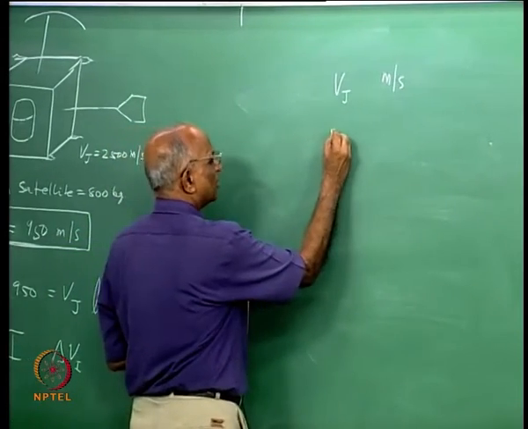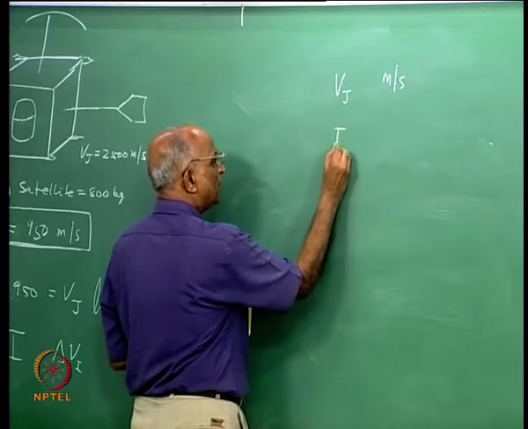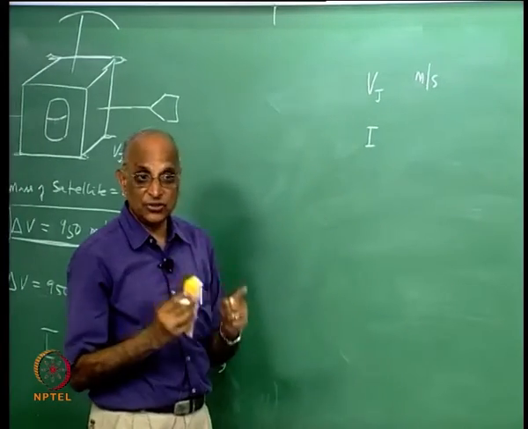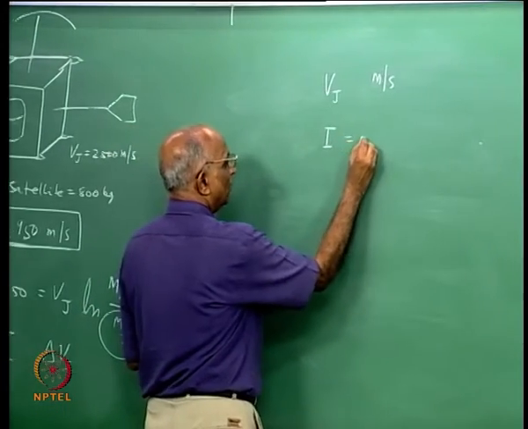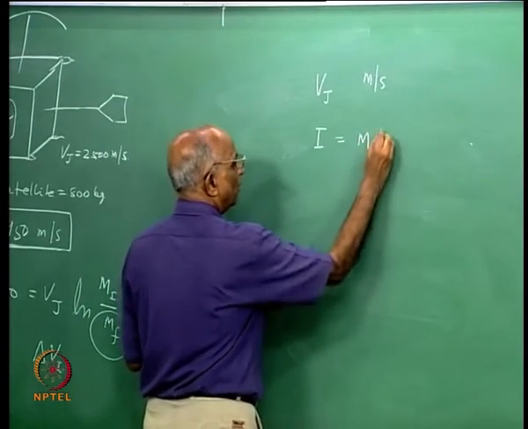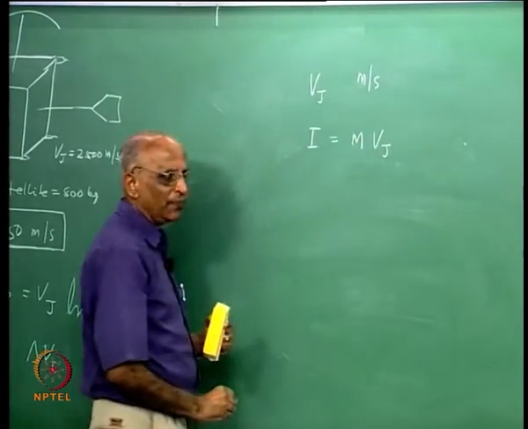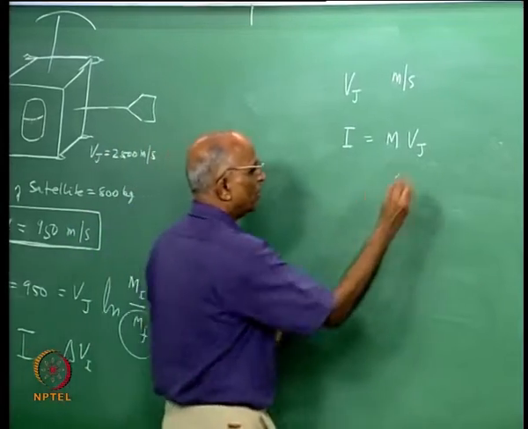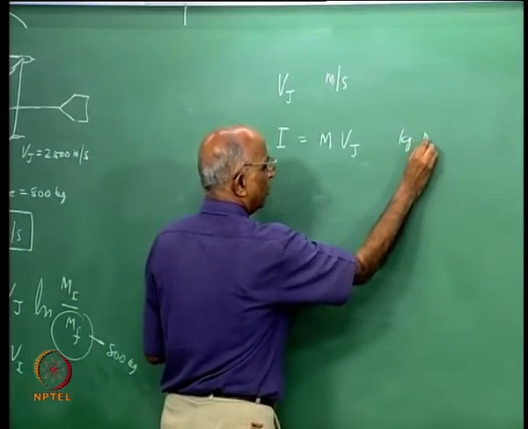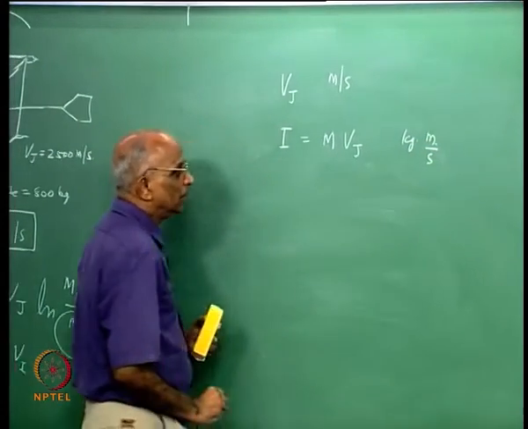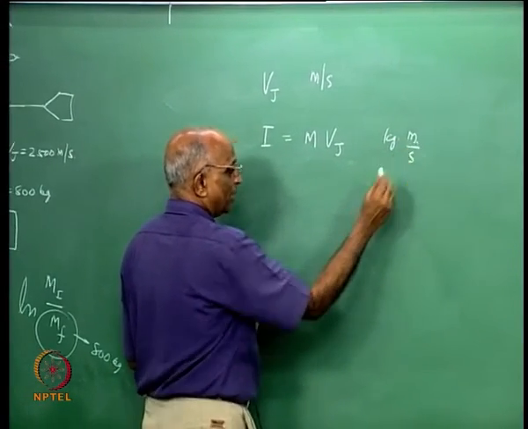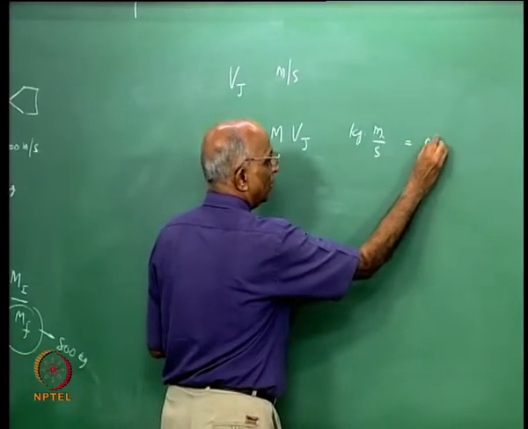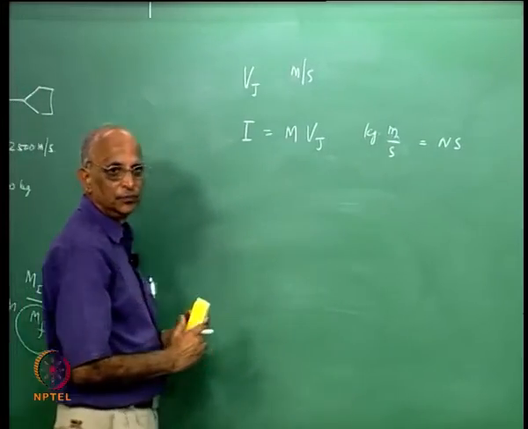We also told ourselves that if I have the impulse of a rocket, what is impulse? The change of momentum, and that has been your question again, is equal to the mass of the propellant into Vj. What is the unit here? We are talking of kilogram meter per second. This could also be written as kilogram meter per second square into second, which is the same as Newton second. That is the unit.